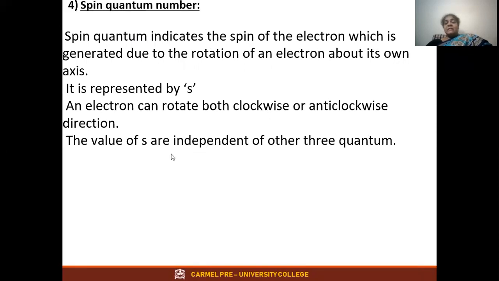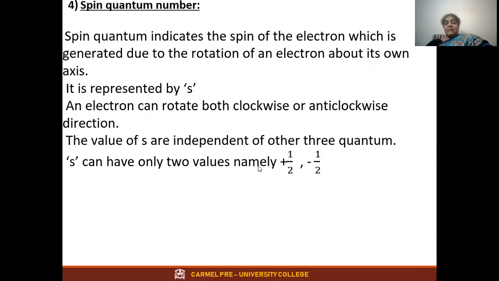Here the value of s is independent. It has its own value. It can have only 2 values. s can be plus half, s can be minus half. When is s plus half? When electrons spin clockwise. When electron spins anti-clockwise, the value will be minus half. So this is the fourth quantum number, students, spin quantum number. It indicates the spin of the electron.